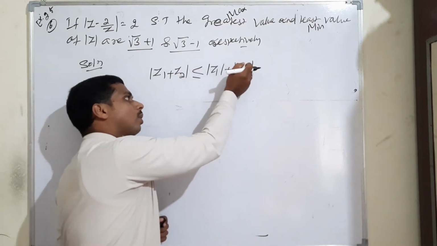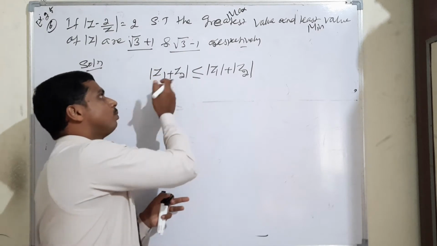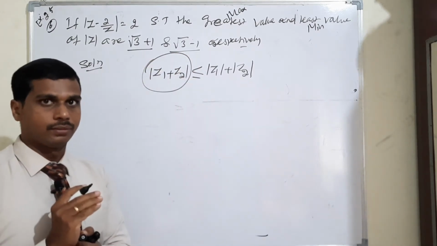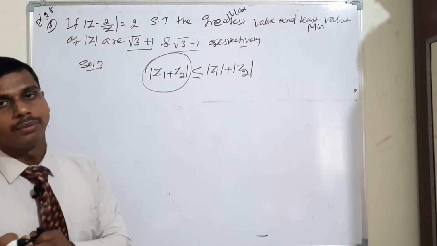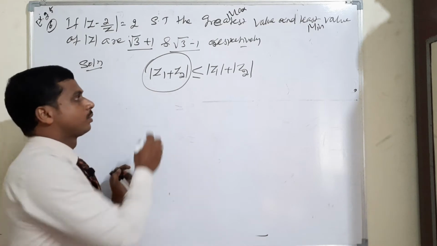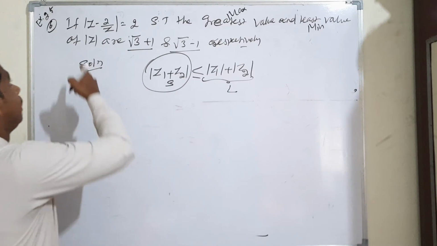Modulus of z respectively means adding the two sides will definitely be larger than the third side, which is the single modulus. Okay, side 1, side 2 added, definitely the sum will be large. So the third side will be small. Okay. Then what is the condition?